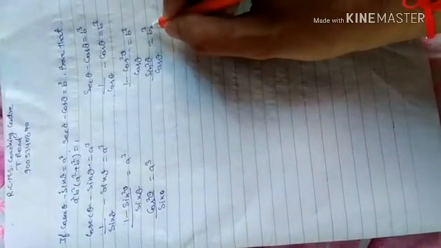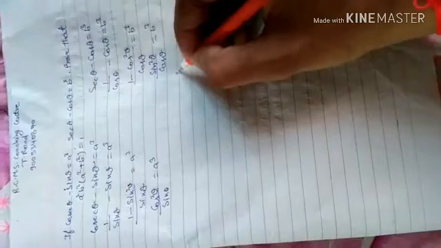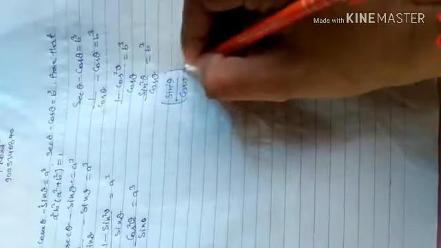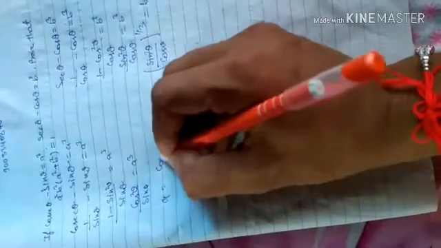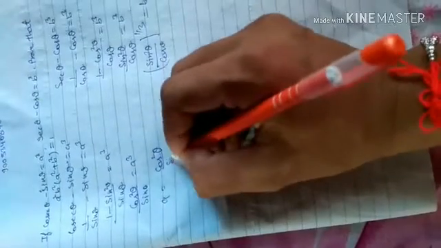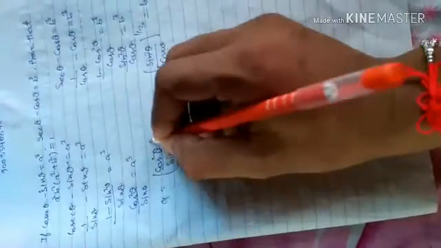From this value now find the value of b. Therefore the 3 is transferred to the LHS, then 3 is converted into power 1 by 3. So sin square theta by cos theta whole to the power 1 by 3 is equal to b. Similarly, we find the value of a: cos square theta by sin theta whole to the power 1 by 3.